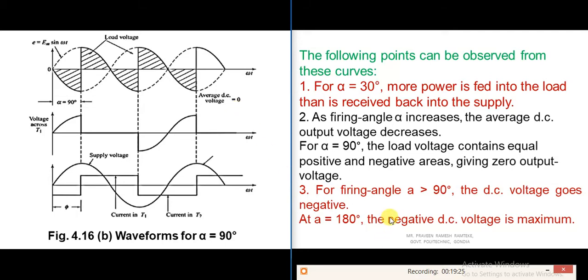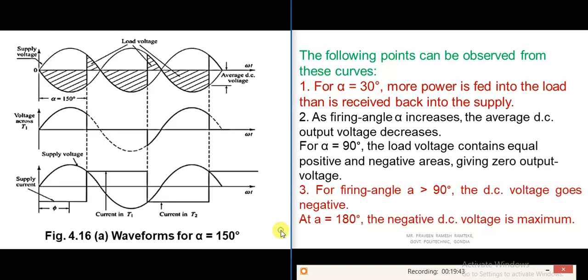For firing angle alpha greater than 90 degree, the DC voltage goes negative. At alpha equals 180 degree, the negative DC voltage is maximum. You will see in this diagram, we keep on increasing the alpha. So here the firing angle is 150 degree. It is greater than 90 degree, so we are getting more negative voltages. And if it equals 180 degree, the negative voltage is maximum.